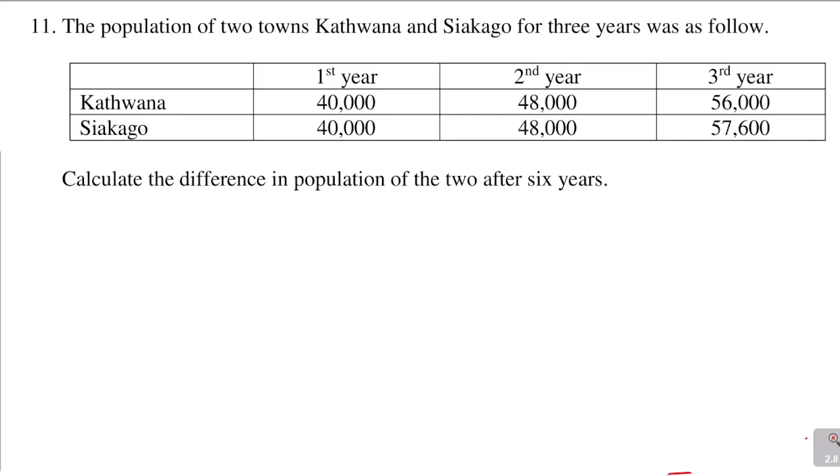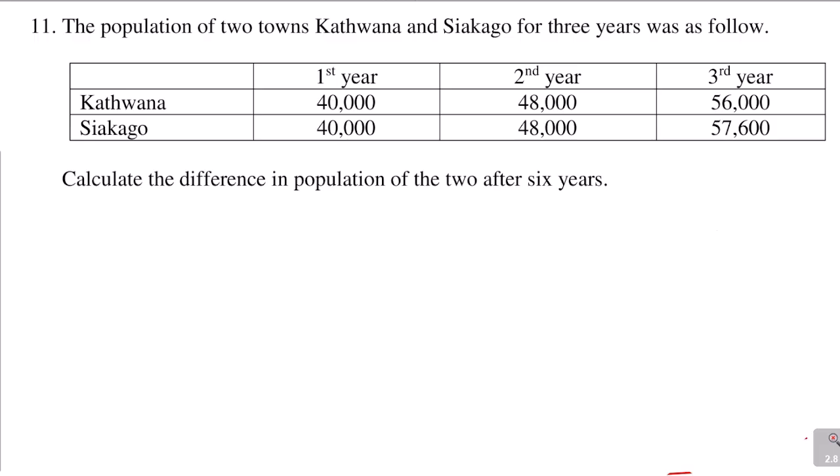Question 11. The population of two towns, Kadwana and Siakago, for 3 years was as follows. Kadwana: first year, second year, third year, 40,000, 48,000, 56,000. Siakago: 40,000, 48,000, and 57,600. Calculate the difference in population of the two after 6 years.